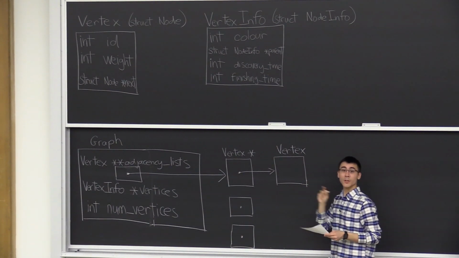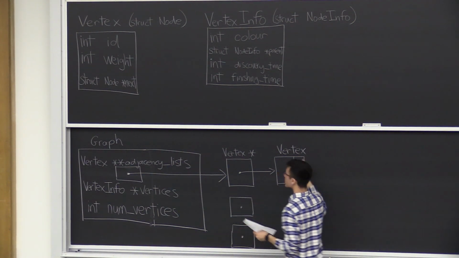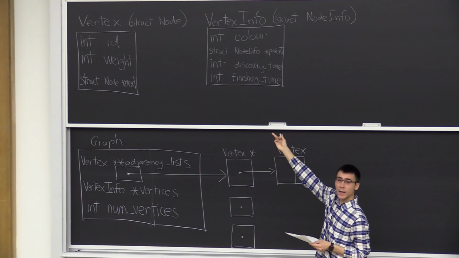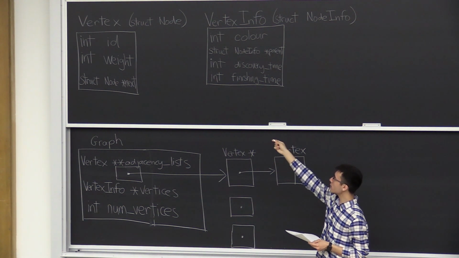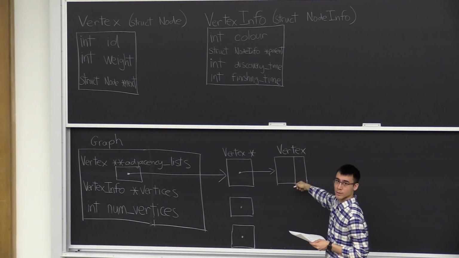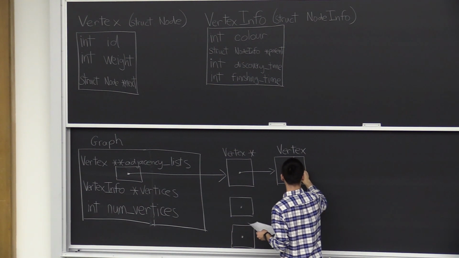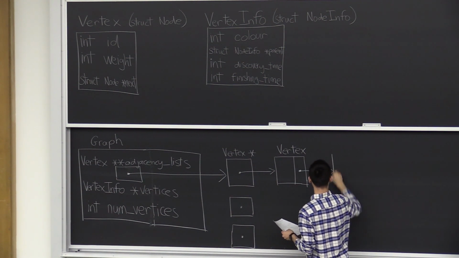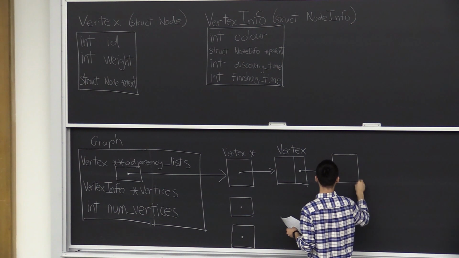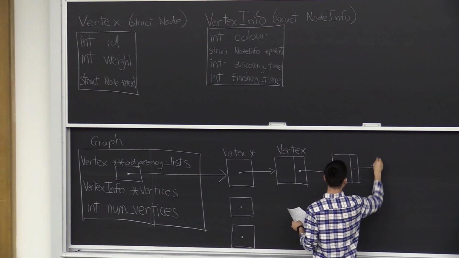So of type vertex only. Okay? So this vertex is going to hold an ID, it's going to hold a weight, and it's also going to hold a next, so a pointer to another vertex. So I'm going to draw it like this. So this might point to another vertex, and this might point to another one.